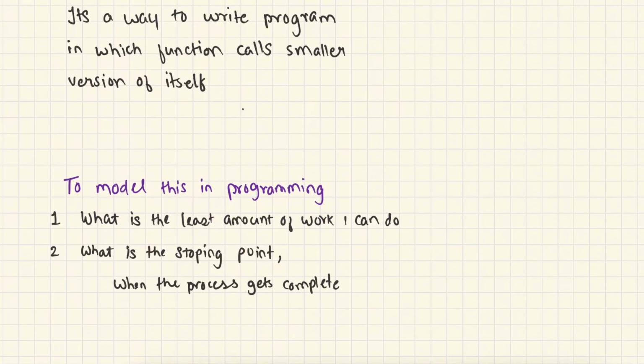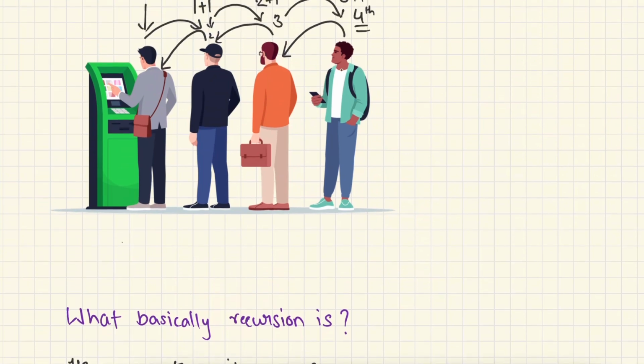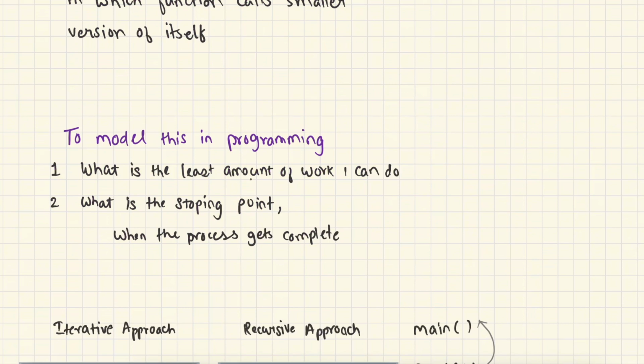So now the question is how we can use this idea of real world analogy as a blueprint to model this in our programs. To model this in our programs, we need exactly two things. First of all, we need to find what is the least amount of work I can do. In our example, this person is lazy and does not want to work more. So he thought, what is the least amount of work I can do, and he simply tapped on the shoulder of the person standing in front of him. So this is our first idea: we want to calculate the least amount of work I can do.